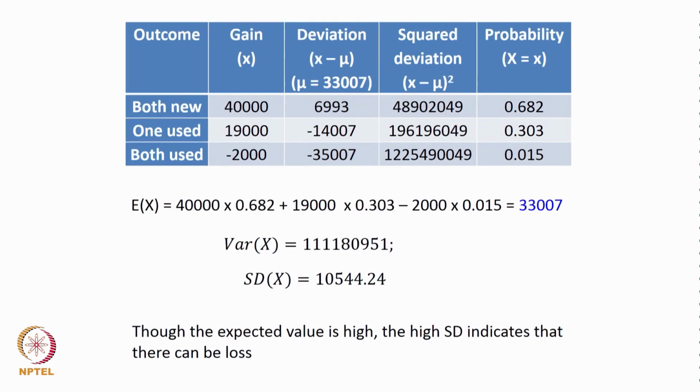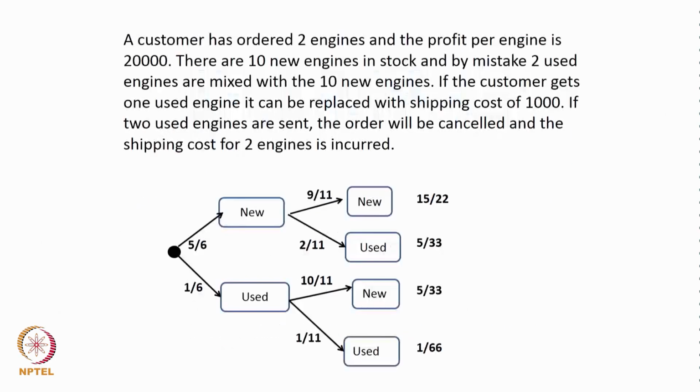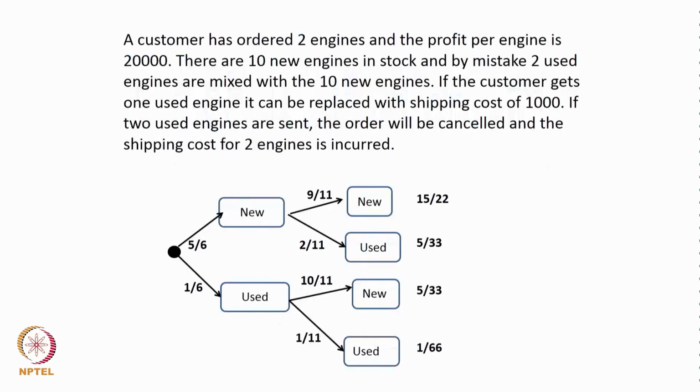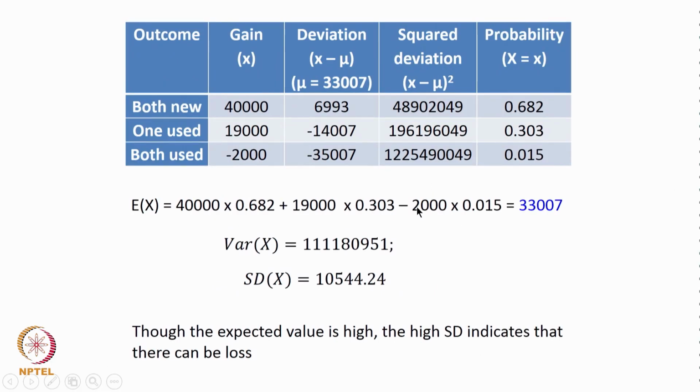Now, what happens if for some reason both happen to be used engines? One used engine can be replaced, but with 2 used engines the order will be cancelled and the shipping cost for 2 engines is incurred. If both are new engines, there is no issue. So, 20,000 plus 20,000, 40,000 is the gain, and that happens with a probability of 15 by 22. So, 15 by 22 is 0.682.